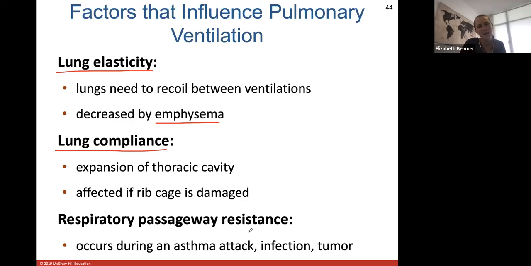And then respiratory passageway resistance. This is self-explanatory. Anytime you get some sort of resistance or blockage in the respiratory pathway or constriction of your bronchioles, this can occur during an asthma attack, an infection, or even a tumor that's blocking a part of your lungs. This will also influence ventilation rates.